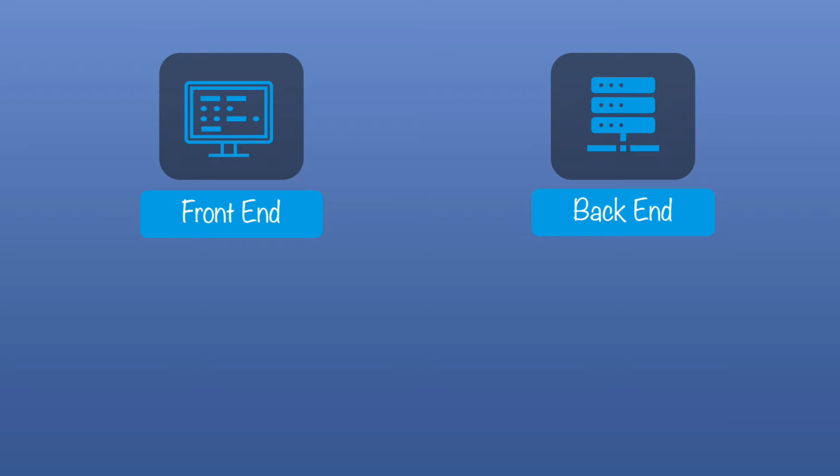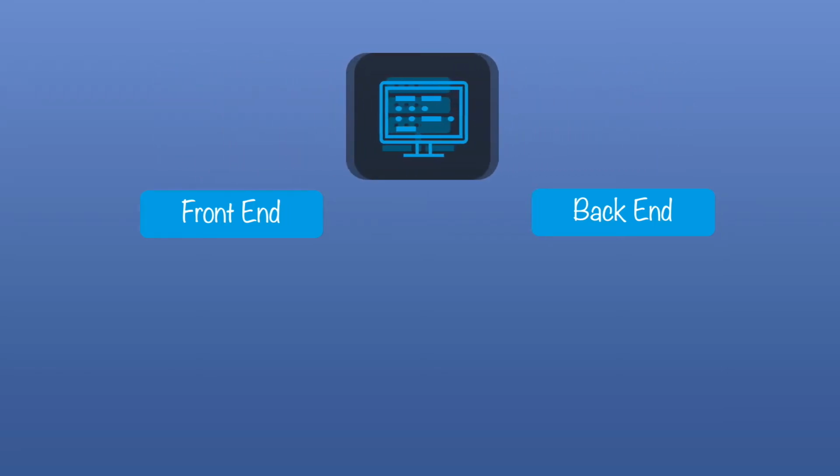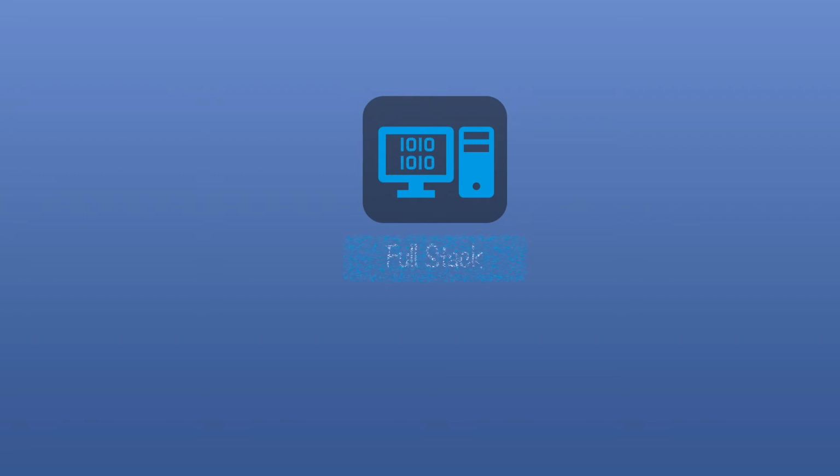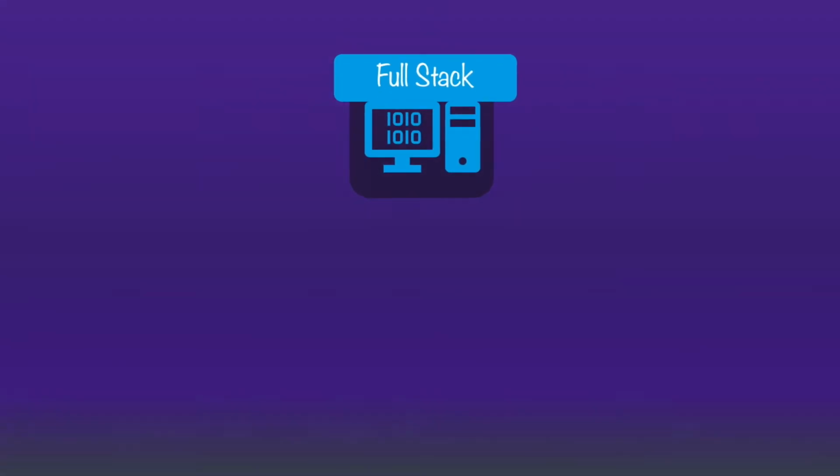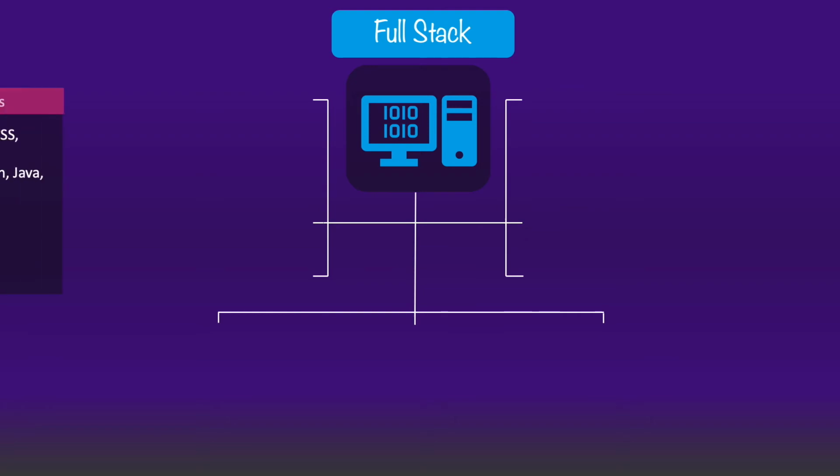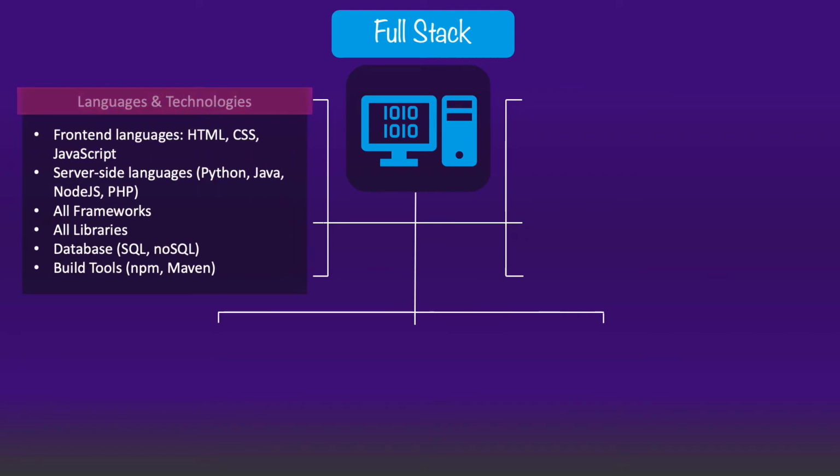So what is a full stack developer? Well, when the front end and back end combine into one, it is known as a full stack developer. The full stack developer will handle front end languages like HTML, CSS, and JavaScript. They'll also deal with the back end, so the server side languages, Python, Java, Node.js, PHP. They'll deal with all frameworks, all libraries. They'll deal with the databases, so retrieving and storing data all the way up to the front end to display it, as well as build tools for both the front end and back end, so Node Package Manager and Maven.